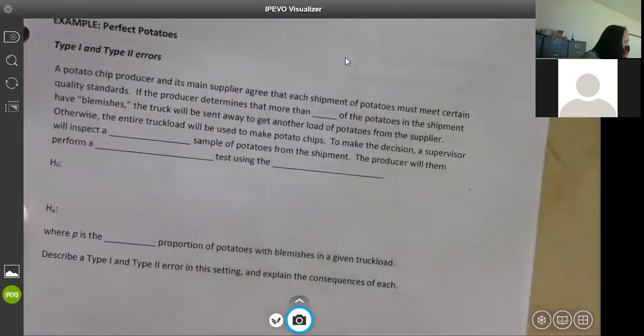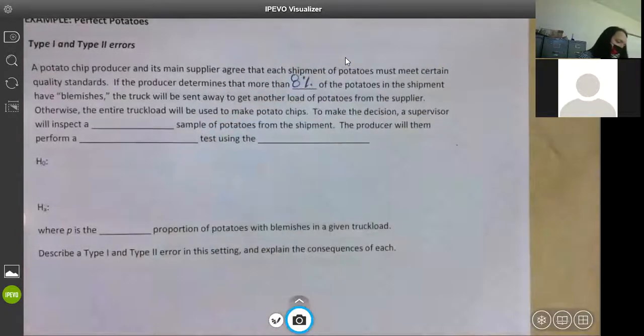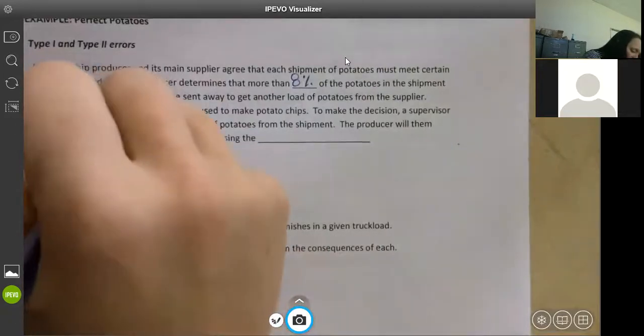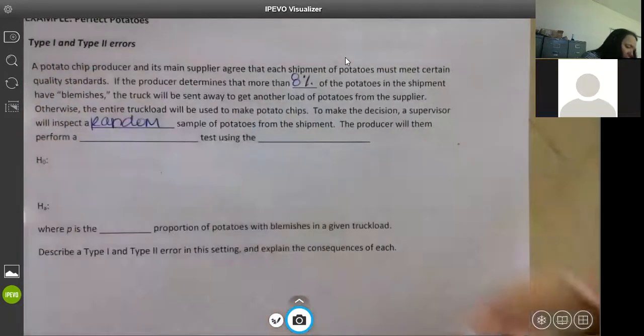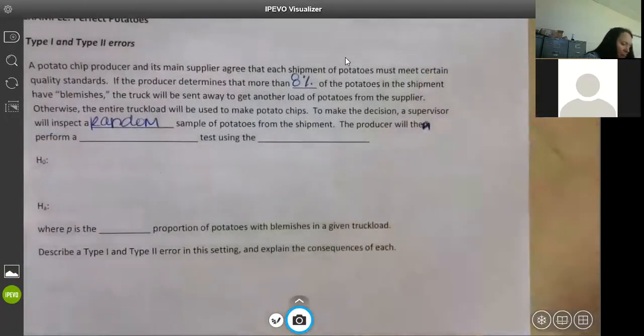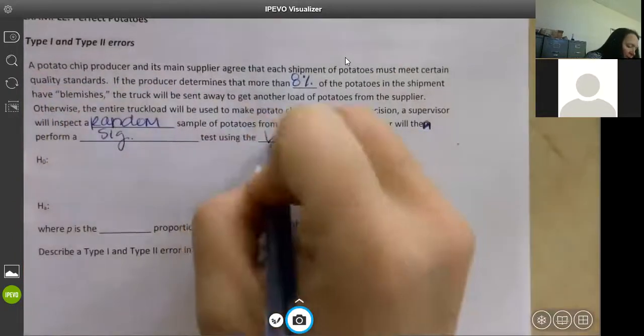So a potato chip producer and its main supplier agree that each shipment of potatoes must meet certain quality standards. If the producer determines more than 8% of the potatoes in the shipment have blemishes, the truck will be sent away. We've already seen this problem before. Otherwise, the entire truckload will be used to make potato chips. To make a decision, a supervisor will inspect a random sample of potatoes from the shipment. The producer will then perform a significance test using the hypotheses.